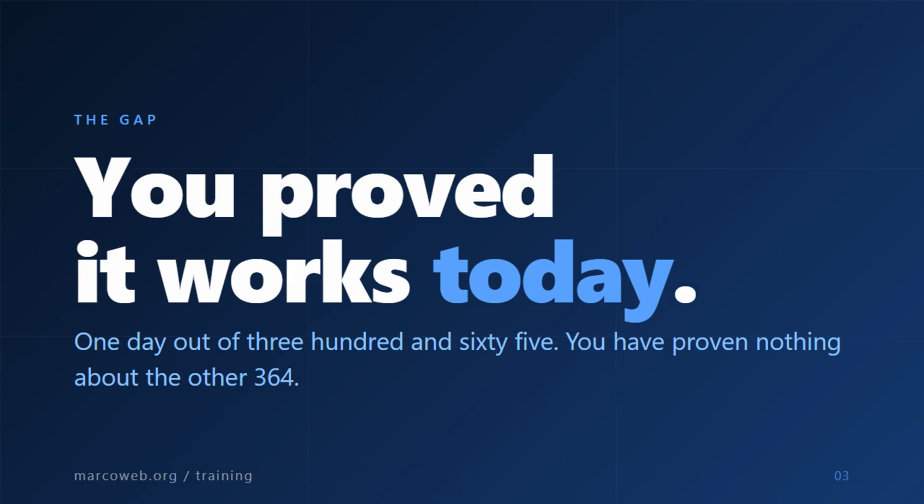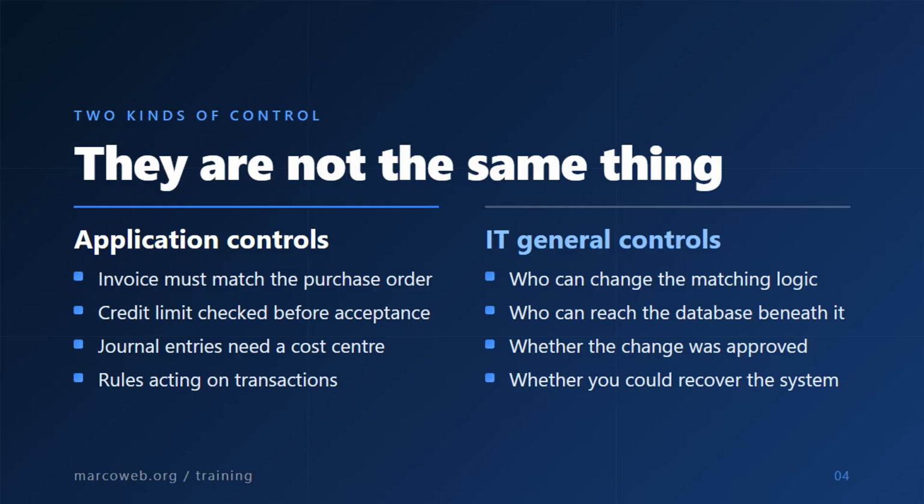Not yet. You have proven the control works today, on the version of the system running right now. You have proven nothing at all about the other 364 days in the period. And that gap is exactly where ITGC lives. There are two kinds of control in any system, and confusing them is the most common beginner mistake.